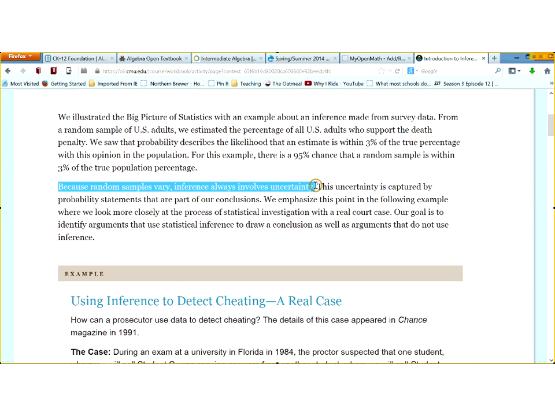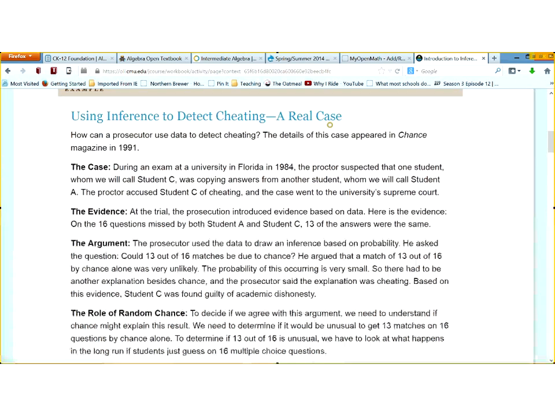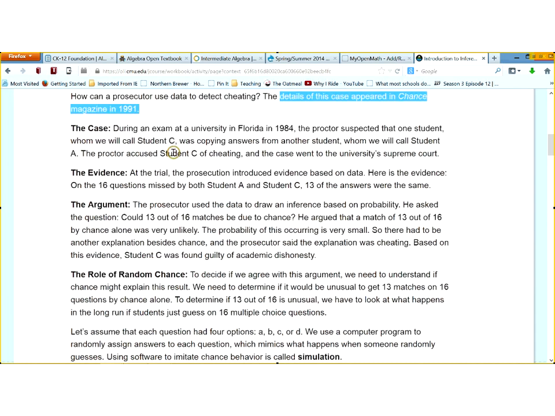Okay, so let's look at another example. Using inference to detect cheating, and this is a real case. So this is, as it says, the details appeared in the magazine Chance. So during an exam at a university in Florida in 1984, the proctor suspected that one student, who we'll call student C, was copying answers from another student, who we will call student A. The proctor accused student C of cheating, and the case went to the university's Supreme Court.